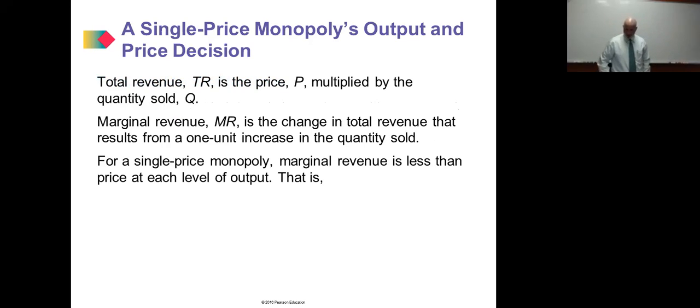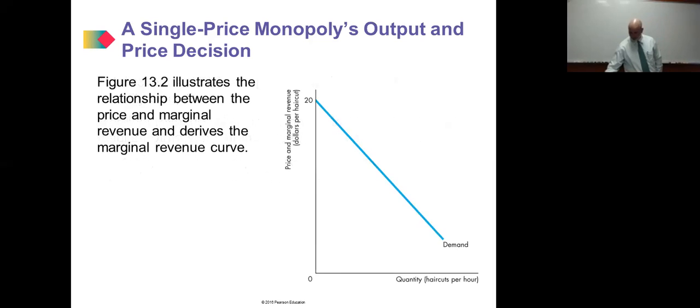All right, so total revenue. We've defined it: price multiplied by quantity sold. Marginal revenue is the change in total revenue resulting from a 1 unit increase in the quantity sold. So for a single price monopoly, marginal revenue is less than price at each level of output. And we can see this in figure 13.2.